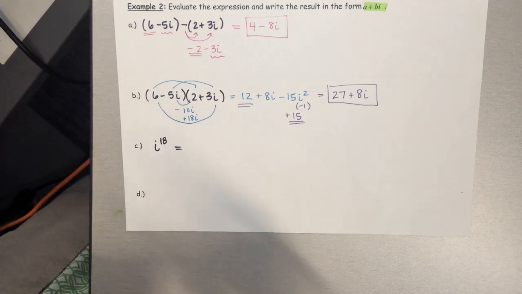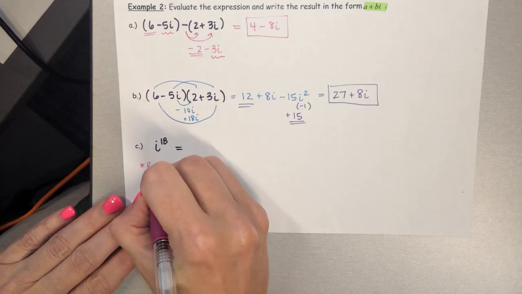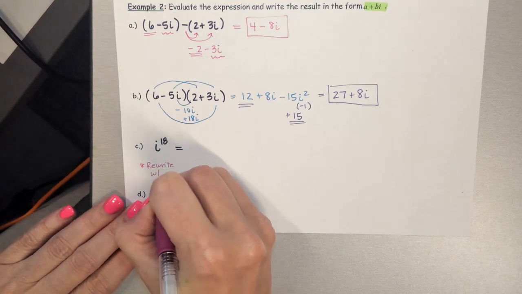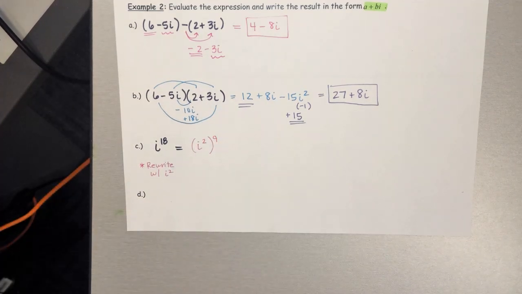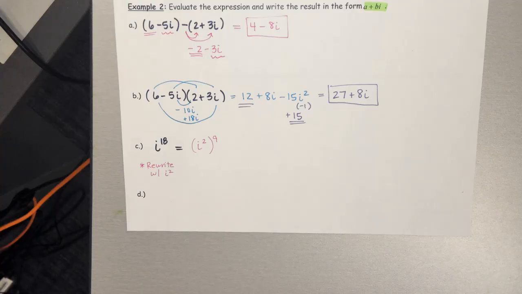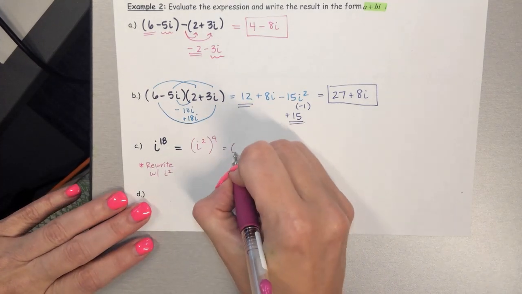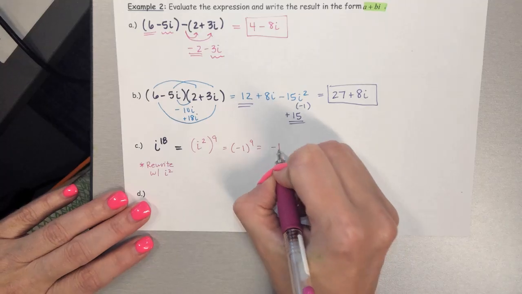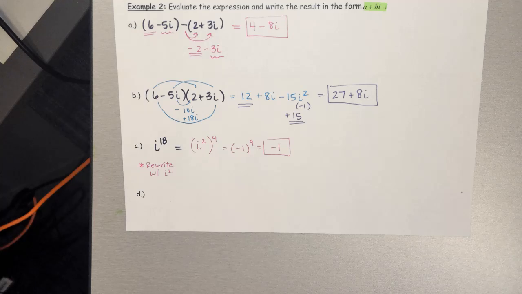Okay, so if you are rewriting this, you're going to rewrite it with i squared. So this is the step I need to see, that it's i squared to the 9th power. Okay, so when Kristen is saying it's an odd power, if you cut it in half, it would be negative 1 to the 9th, which is going to be negative 1. And then some of you may have learned earlier that if it's a power of 4, it's positive 1. You can split it up into different ways.